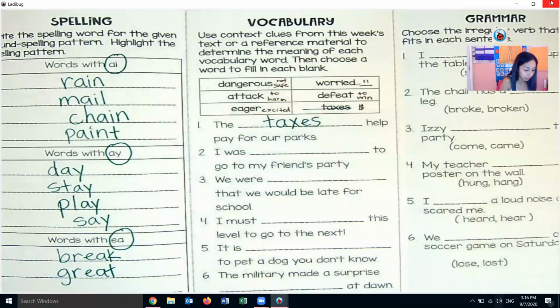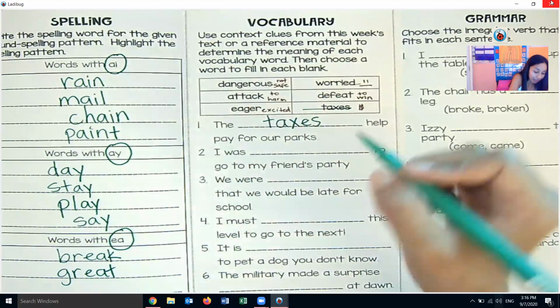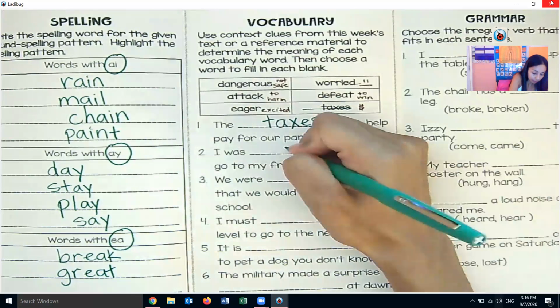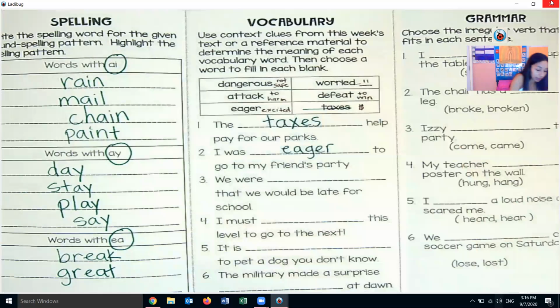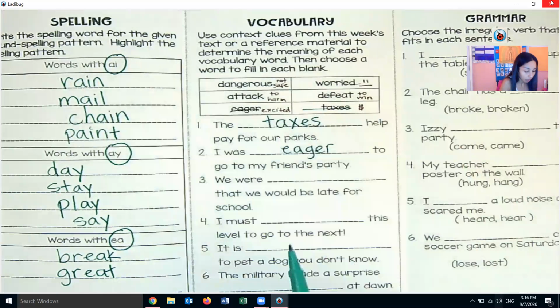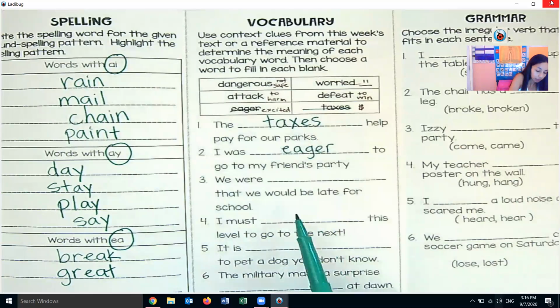We used it there. "I was ___ to go to my friend's party." I was dangerous. I was attacked. I was eager, maybe eager. I was worried. I was defeat. You might be worried going to a party, but you're probably more eager than worried. I was eager. You're so excited to go to my friend's party. "We were ___ that we would be late for school." So this is, I think, where worried makes more sense. We were worried that we would be late for school.